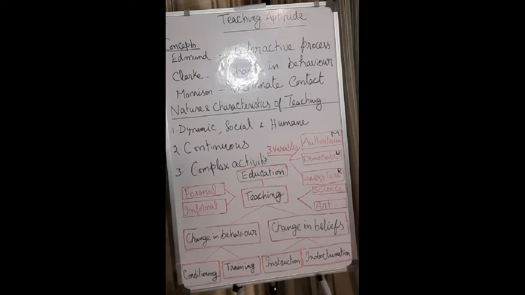Education, teaching, and you've got conditioning, training, instruction, indoctrination. All these words may look similar, but they are different. When you talk about education, it is highly comprehensive. It includes teaching, conditioning, training, instruction, indoctrination, and much more. Education is the development of the overall personality of the student or the learners, and it includes teaching, the formal teaching and informal teaching.